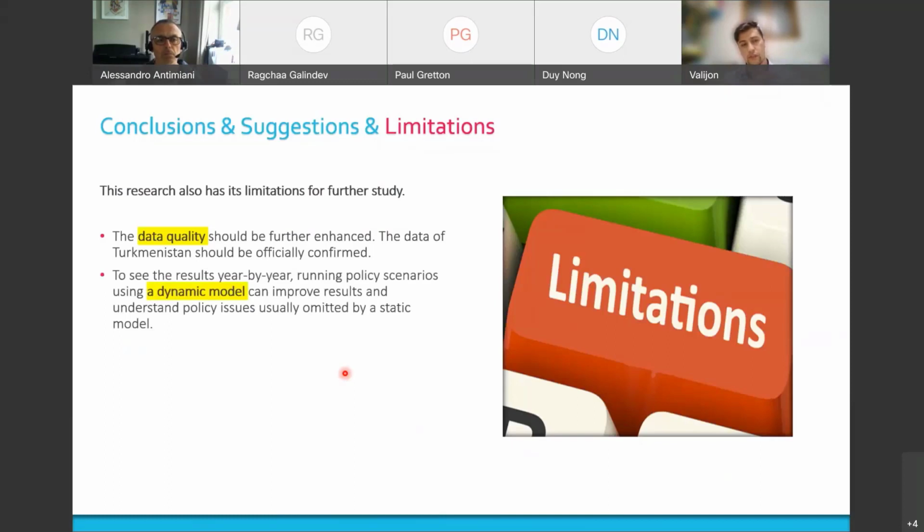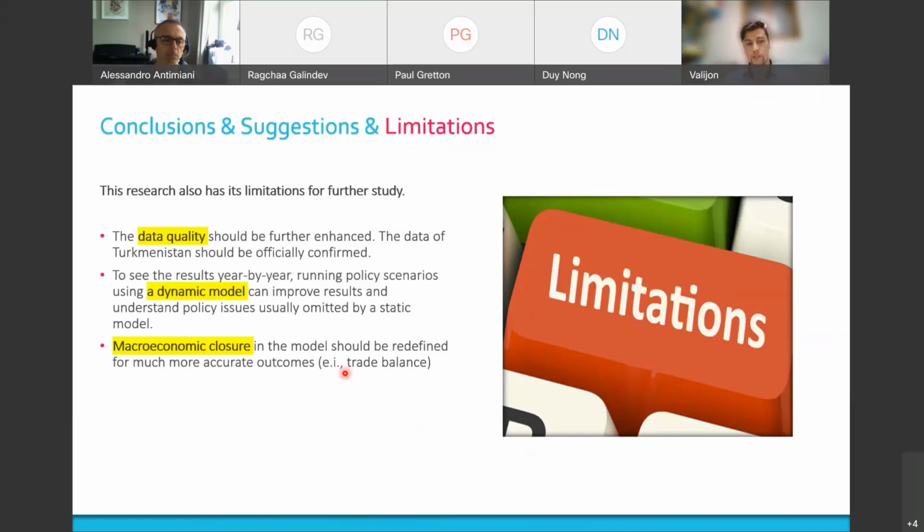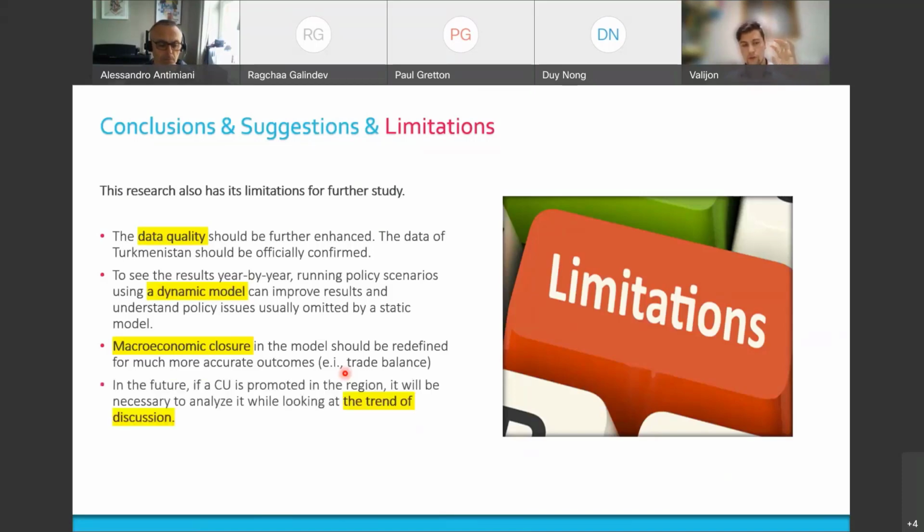Another one is to see the results year by year. Running policy scenarios using a dynamic model can improve the results and help understand policy issues usually omitted by a static model. The third one is that the macroeconomic closure in the model should be redefined for more accurate outcomes, especially for soothing the imbalances between the GDP and the trade balance. And the fourth one is that in the future, if Central Asia forms the customs union, it will be necessary to analyze that scenario while looking at the trend of the discussion among the Central Asian countries. And thank you.